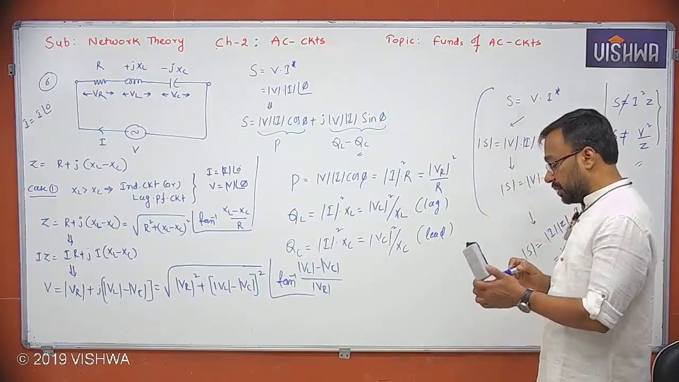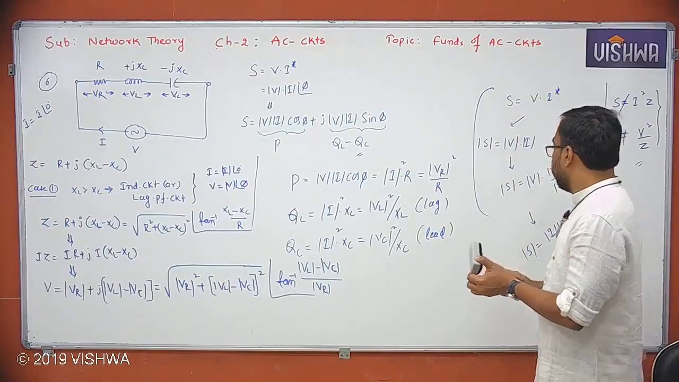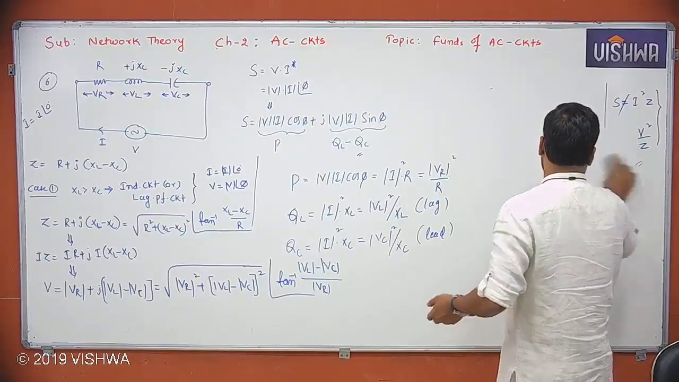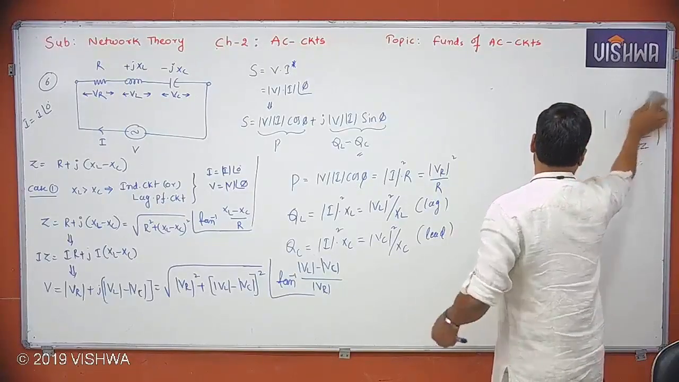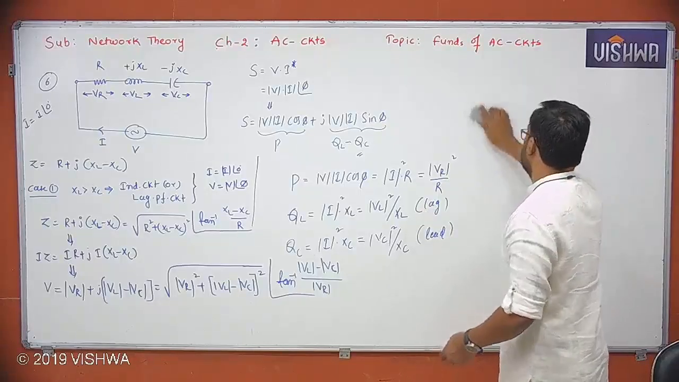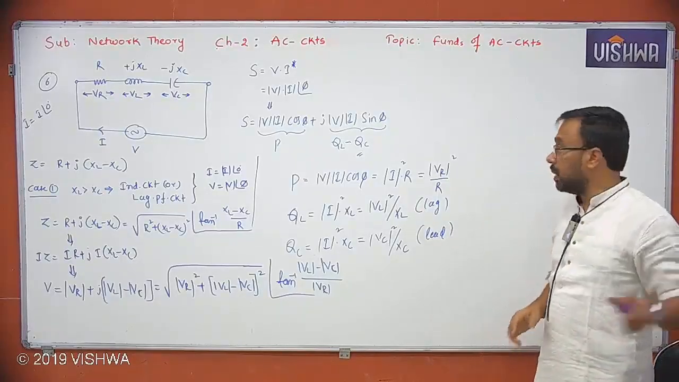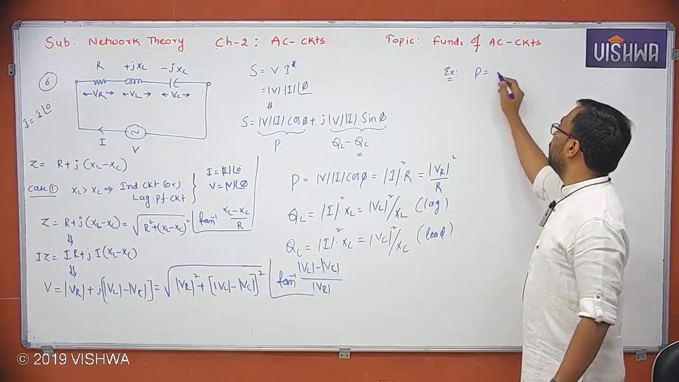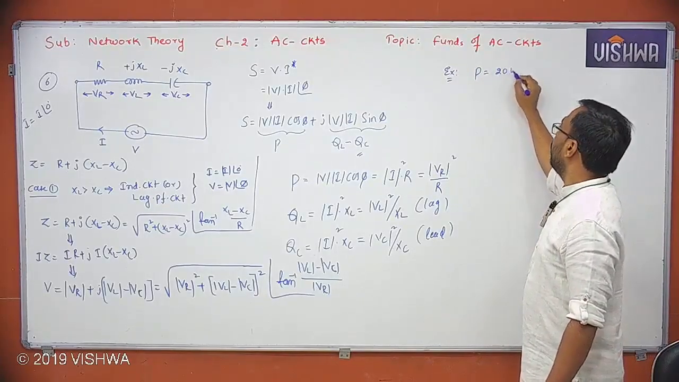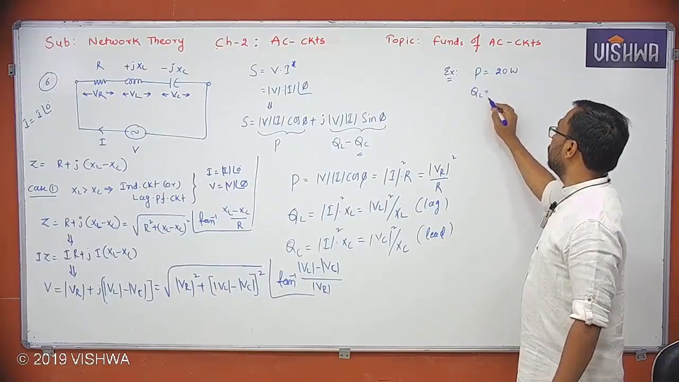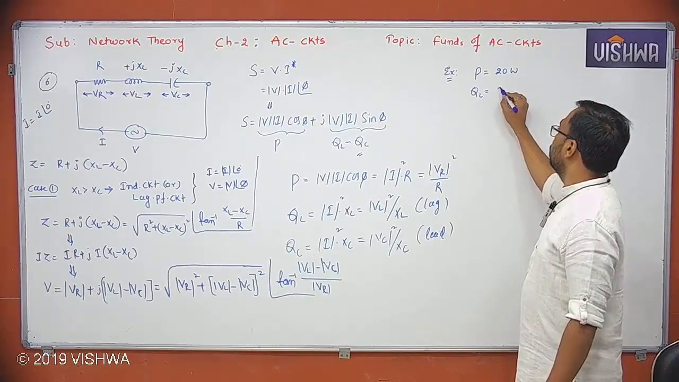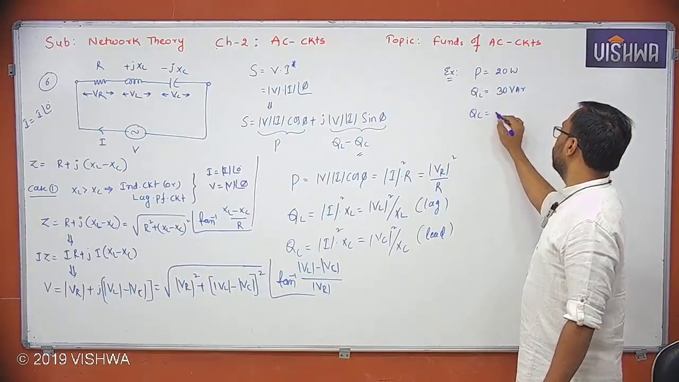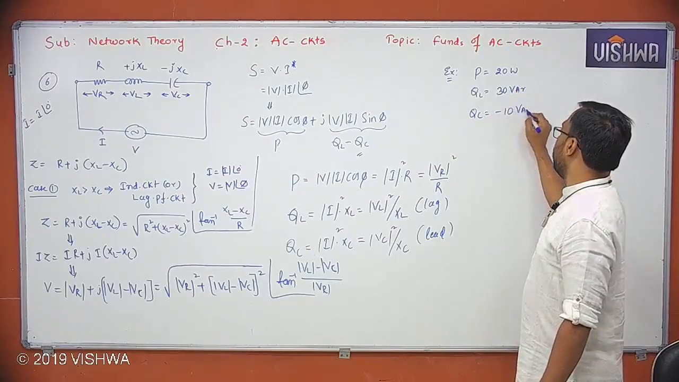Right. Now the phasor diagram. Let's look at the phasor diagram. I hope you understand the meaning of it, right? Suppose in an example, I'll give you an example. For example, you have active power equal to some 20 watt, QL equal to some 30 volt amp reactive, QC equal to minus 10 volt amp reactive.